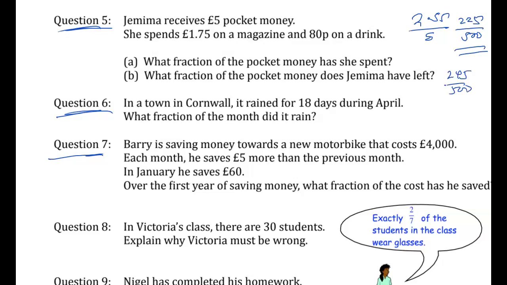Then in Cornwall, it rained for 18 days during April. What's the fraction of the month it rained? So how many days do you have in April? You will check that one. April has 30 days, so it's going to be 18 out of 30. So 18 days in April. So what fraction? Yeah, you got what?